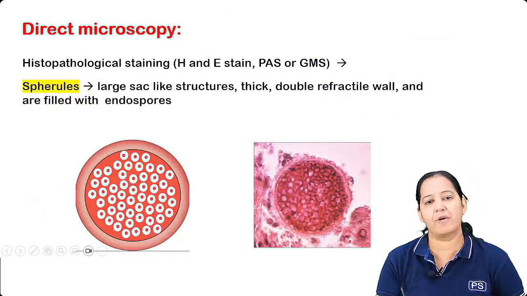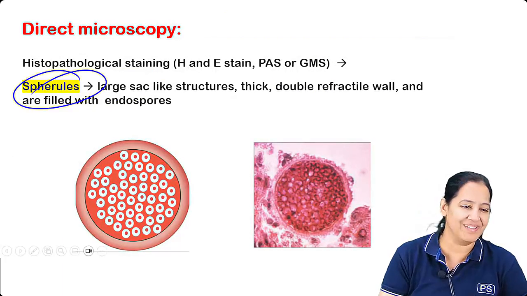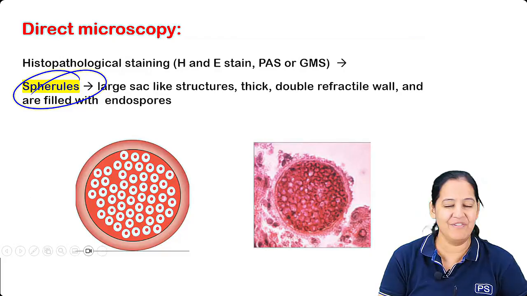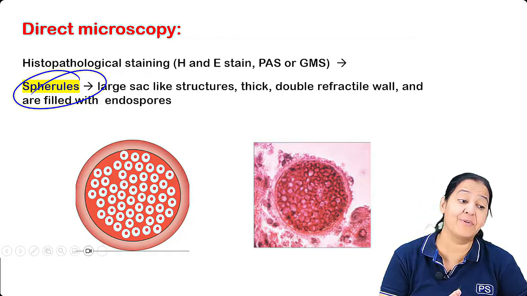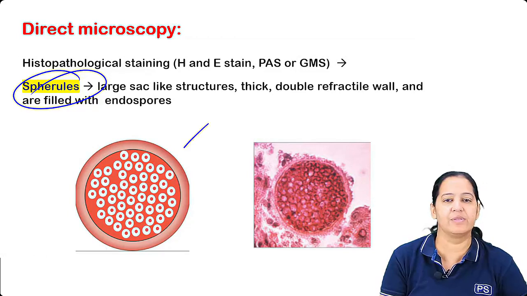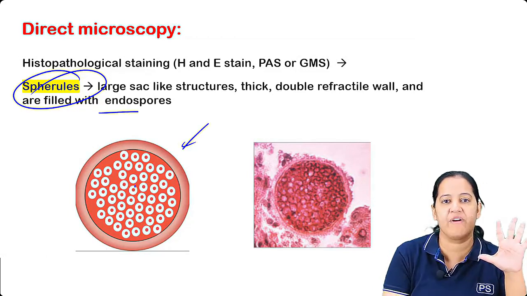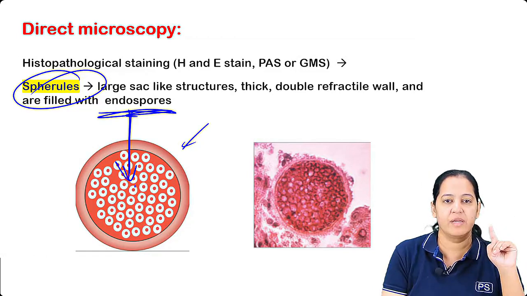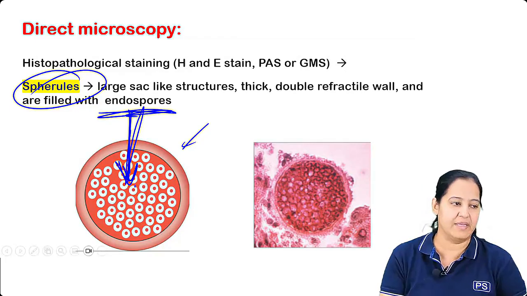Microscopy is spherule. Where else have you read spherules? One more place, rhinosporidiosis. Here also the same spherules are present. The spherules contain hundreds of endospores inside. One spherule contains hundreds of endospores inside.